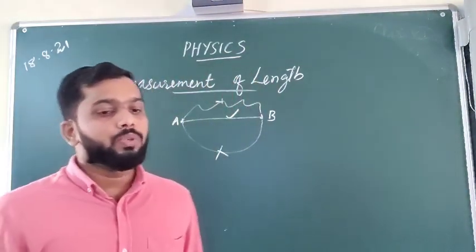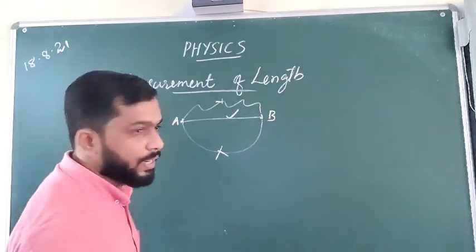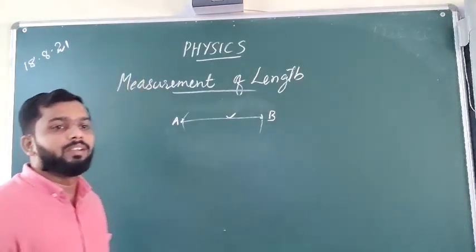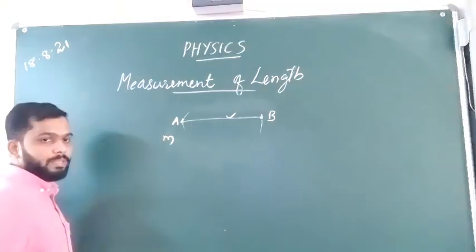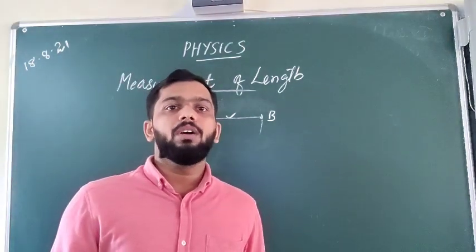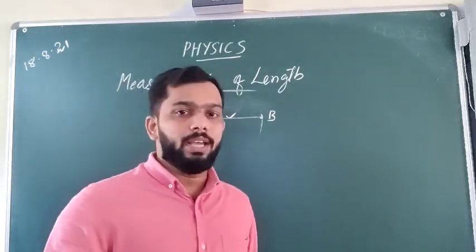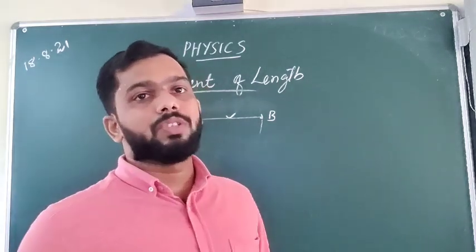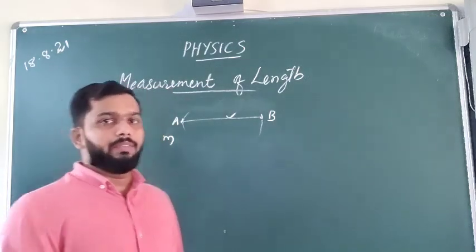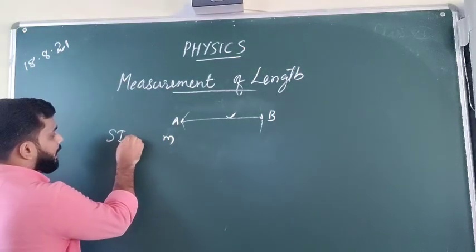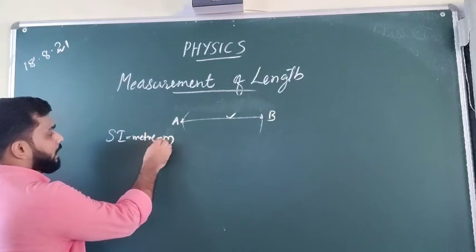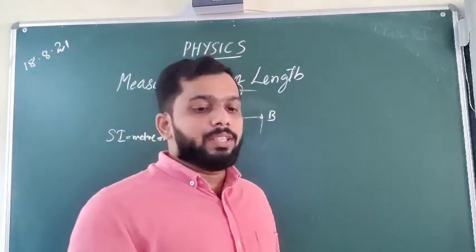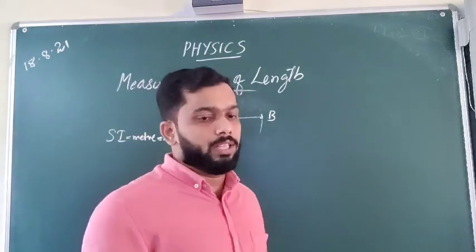Okay. Now, next one, the SI unit of length. What was the SI unit of length? Yesterday we have studied. SI unit of length is meter, and it is represented by small letter m. You remember that one, no? Yesterday I said that there is an important table 3.1. Then I told that you have to learn by heart the SI units of the 7 fundamental quantities. So there we have seen that the SI unit of length is meter, represented by small letter m.